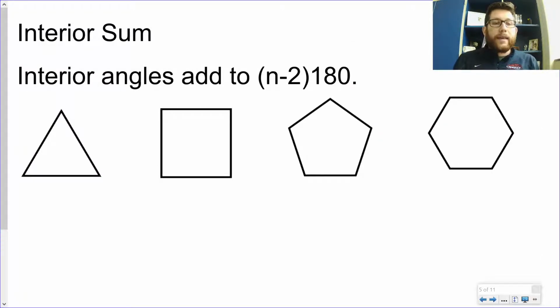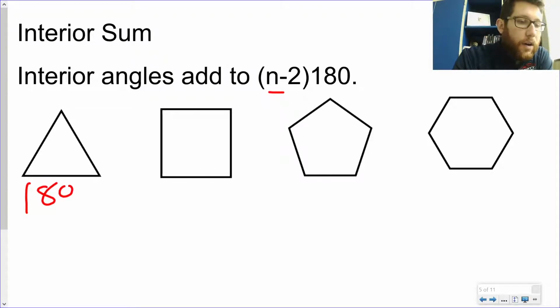The interior angles add up to (n minus 2) times 180, where n is the number of sides. Now let me show you why this is the case. The actual work for this lesson is quite easy, but I want you to see where this is coming from, to help you understand what's happening here. When we're dealing with the interior sum, we know that a triangle has how many degrees? It has 180. We know that about all triangles.